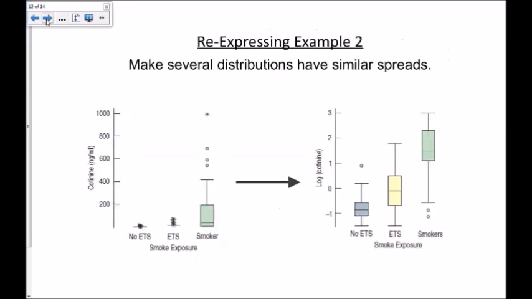The second example is about the amount of the cotinine levels for 3 different subgroups who had different kinds of smoke exposure. Okay, and one of our goals of re-expressing data is to make several distributions have similar spreads. Okay, and that is what happened. It was much easier then to compare the different subgroups when looking at the re-expressed data than the original data.